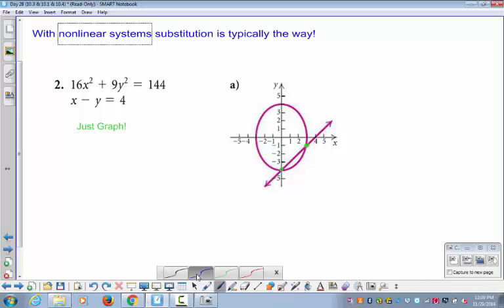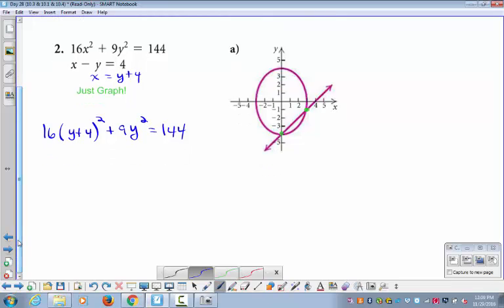If we wanted to use substitution here, we could solve this bottom equation for x and plug it into the top equation. From the picture, it looks like that coordinate at least is nice. If it gets too messy, we'll just plug it in with decimals. So 16x squared plus 9y squared equals 144. Let's see if we can solve for y.